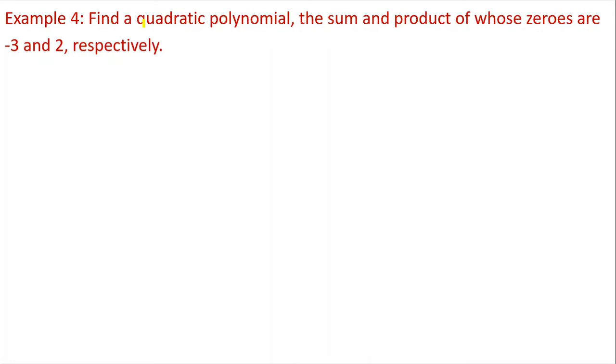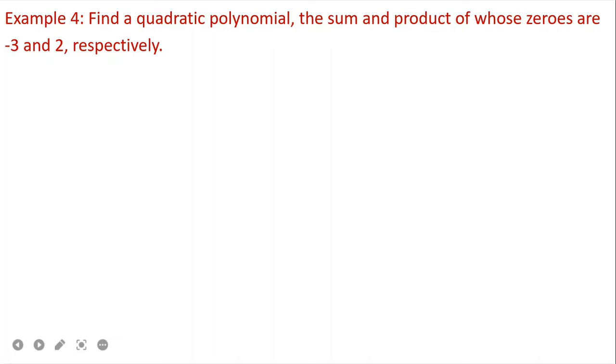Example 4. Find a quadratic polynomial, the sum and product of whose zeros are -3 and 2 respectively. In the question, they have given the sum of its zeros as -3 and the product of its zeros as 2, and they want us to find the required quadratic polynomial.